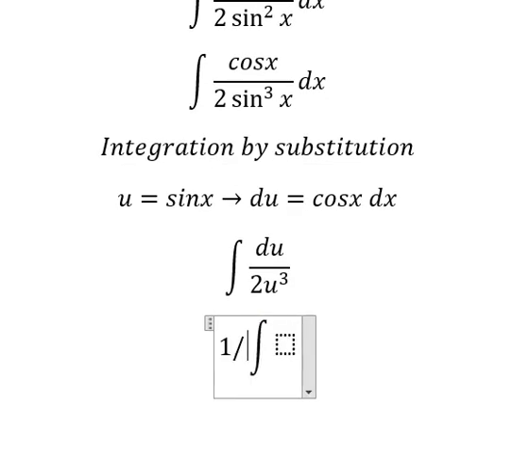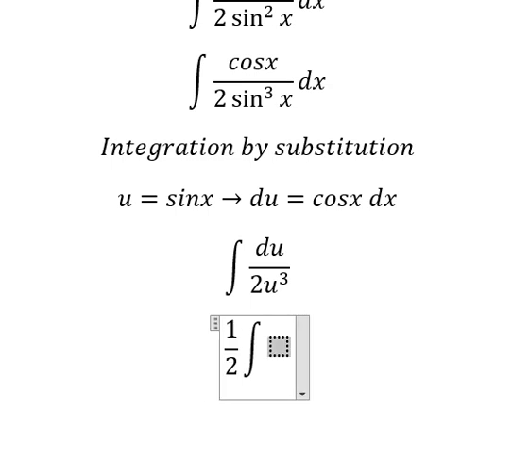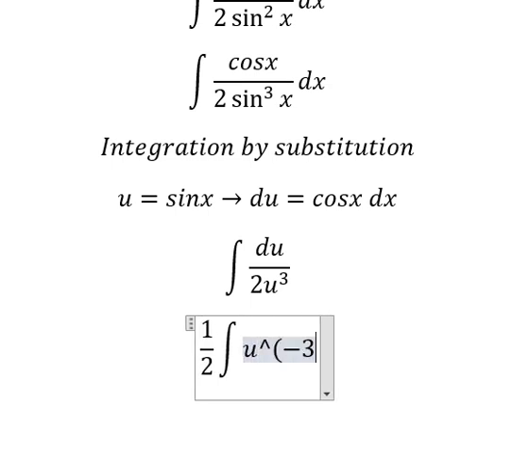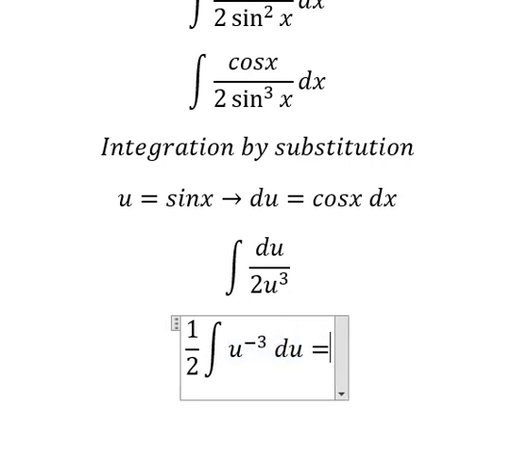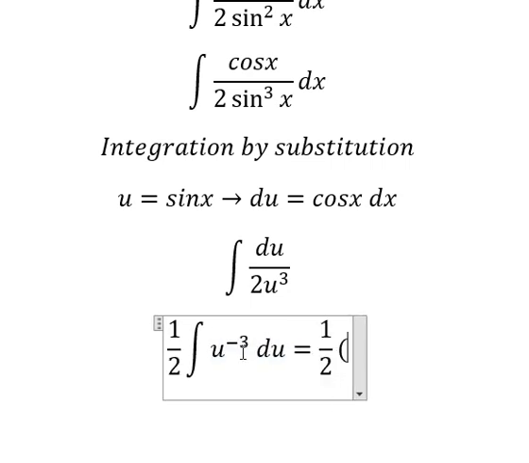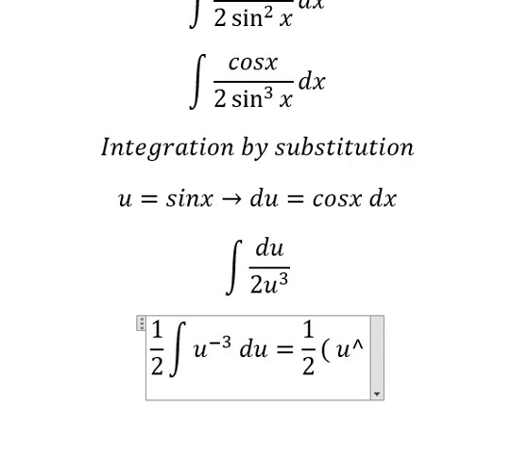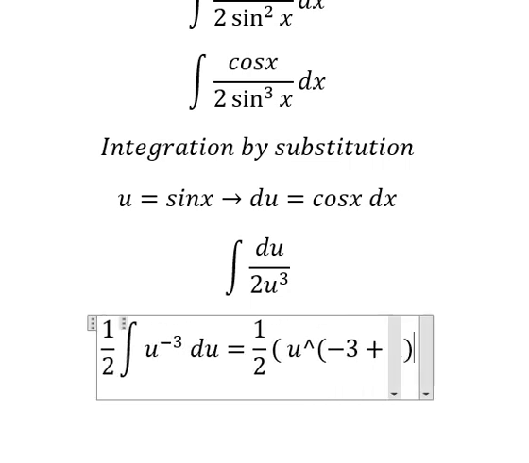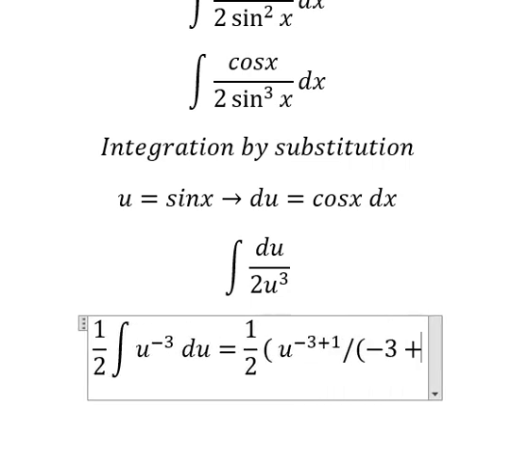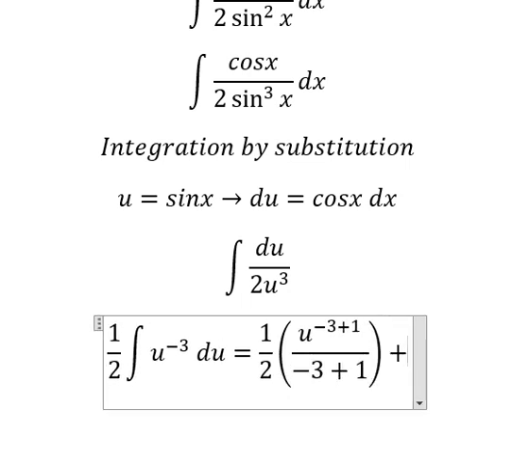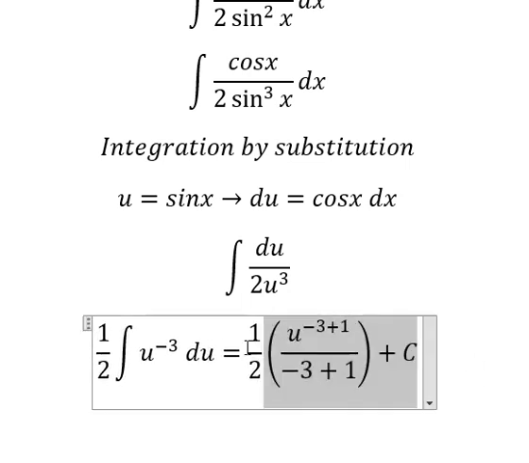I will put 1 over 2 go outside. This one that is about u to the power of negative number 3. So the integration of this one, we have u to the power of negative number 3 plus 1 over negative number 3 plus 1, and I will put c.